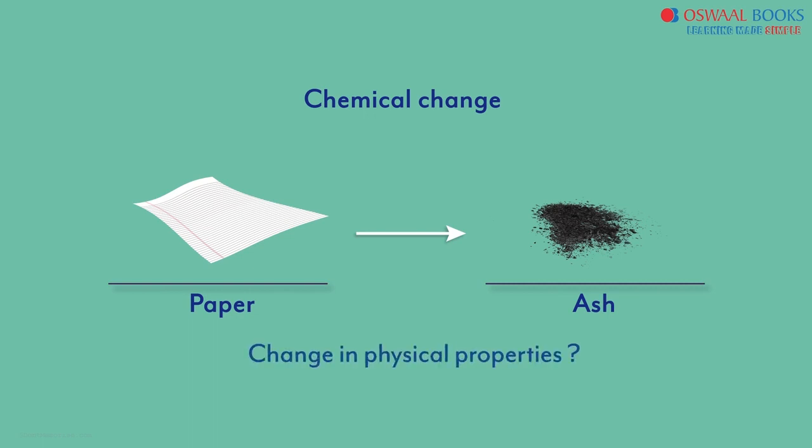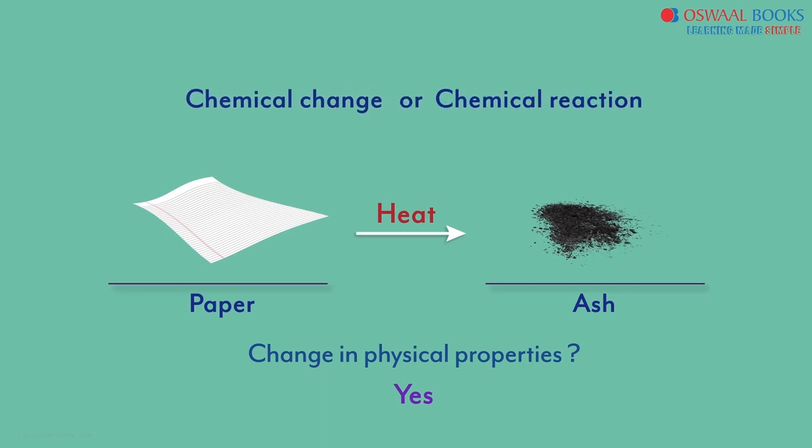Was there a change in the physical properties? Yes, the paper after being burnt doesn't look anything like the original paper. This is called a chemical change or a chemical reaction. When substances react with some other substance and undergo a chemical change, we call this a chemical reaction.